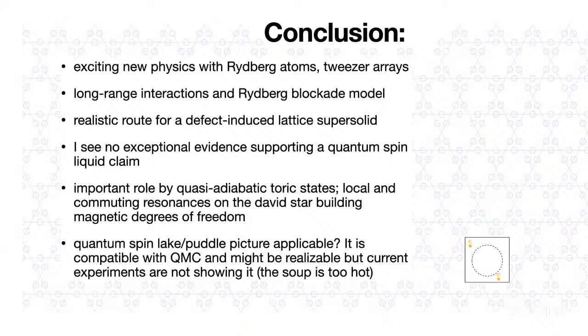So there has been, I think, exciting new physics with Rydberg atoms, tweezer arrays. I talked about long-range interactions, the Rydberg blockade model. I believe this is a realistic route for a defect-induced lattice supersolid with numbers that make sense. Currently, I see no exceptional evidence supporting the exceptional claim of a quantum spin liquid. I believe there is a very important role played by quasi-adiabatic toric states, local and commuting resonances on the David star, building magnetic degrees of freedom. The quantum spin lake, spin puddle picture should be applicable. However, current experiment hints at a puddle and not a lake. And with this, I thank you for your attention.